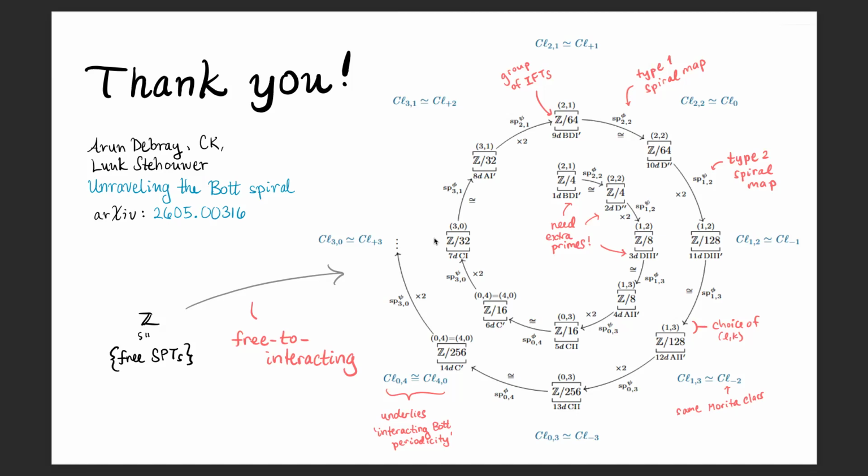Again, it's not the entire classification. It's only the image of this free to interacting map. It's not seeing the intrinsically interacting phases, for example. But I have no reason to believe that the intrinsically interacting phases would also have some interesting periodicity here. I think probably the image is the more interesting thing to look at. But there's more there.